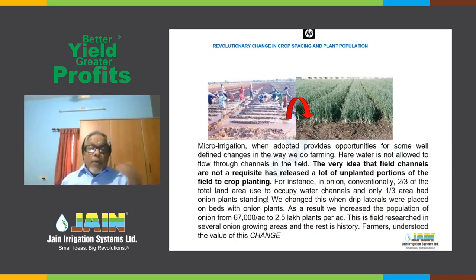When micro irrigation is adopted, it provides opportunities for some well-defined changes in the way we do farming.